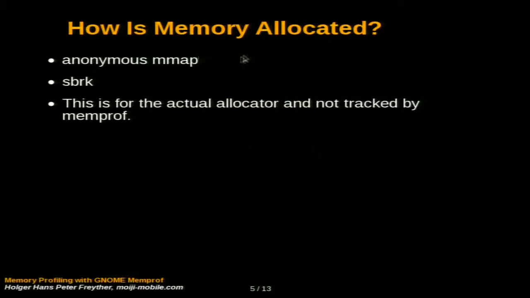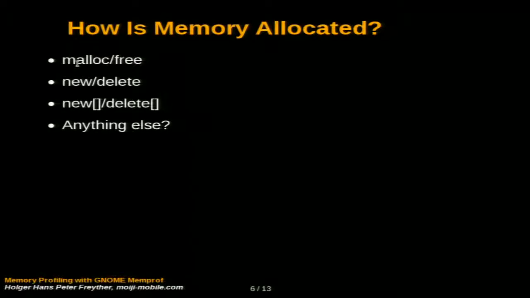So the memory allocators like glibc or others actually use these two calls to allocate, but we're not interested in these. So we are only caring for malloc, free, new, delete, and allocate arrays and delete arrays. And we also have some special knowledge for gslice and others to generate a more meaningful backtrace. So we know of glib functions that allocate memory and start the backtrace at this function instead of the malloc call, which is done from the allocator.